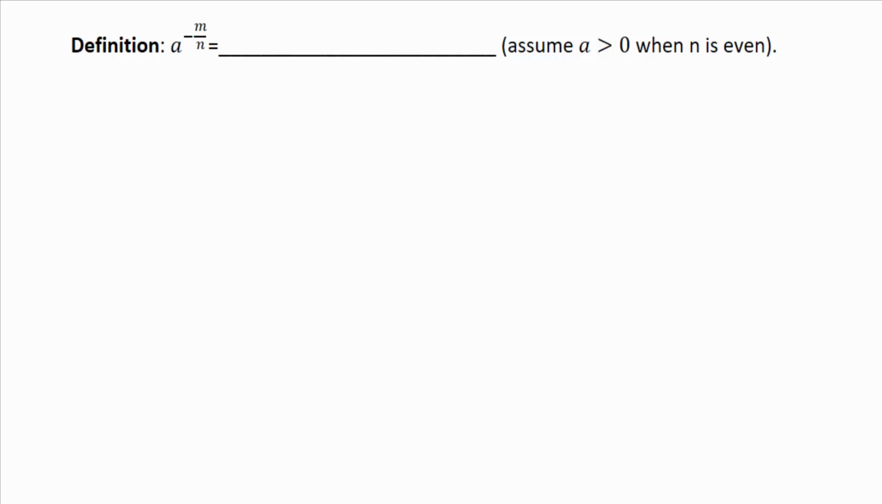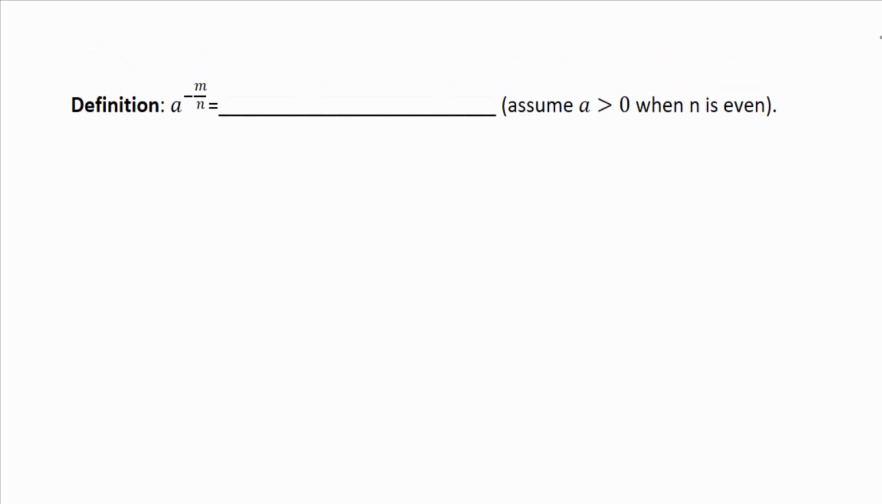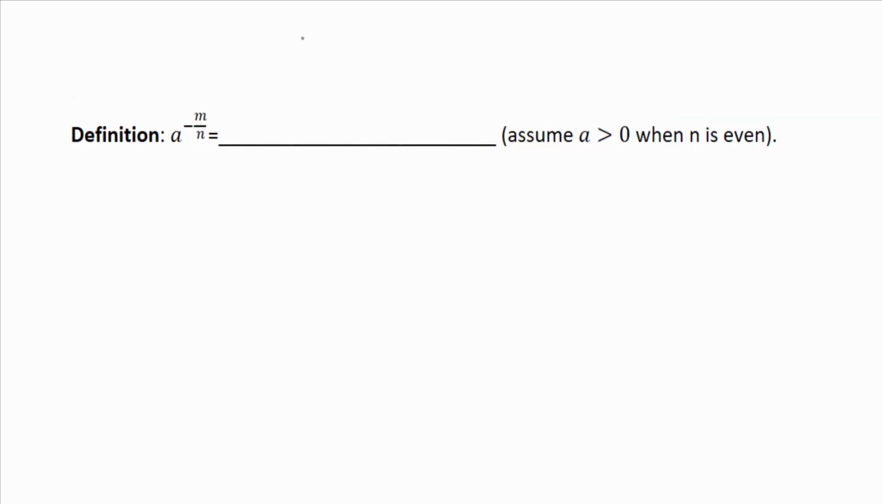Do you guys remember what a negative in the exponent means? You learned this in your introductory algebra class, but you may have forgotten. So in this definition, we're talking about a to the negative m over n. So let me remind you what you learned in your last class without the fraction. If you had a to the negative n, then you learned that that's the same as 1 over a to the positive n. Remember that?